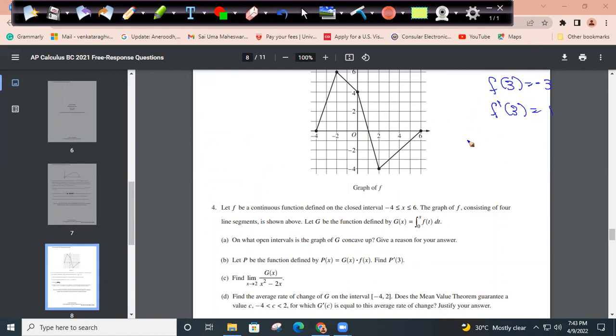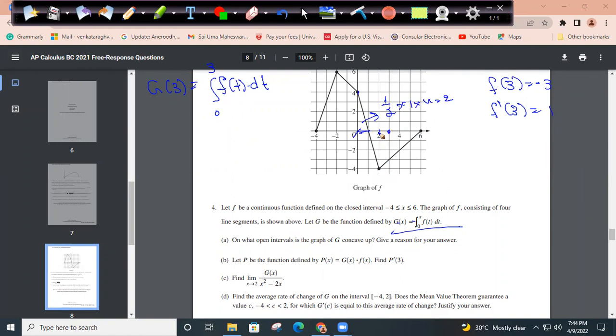Now I'm trying to find g of 3. What is my g of 3? g of x is this. So g of 3 is the integral from 0 to 3 of f of t dt, which means the area under this curve from 0 to 3. So this is half into base 1, height 4. So this value is 2.